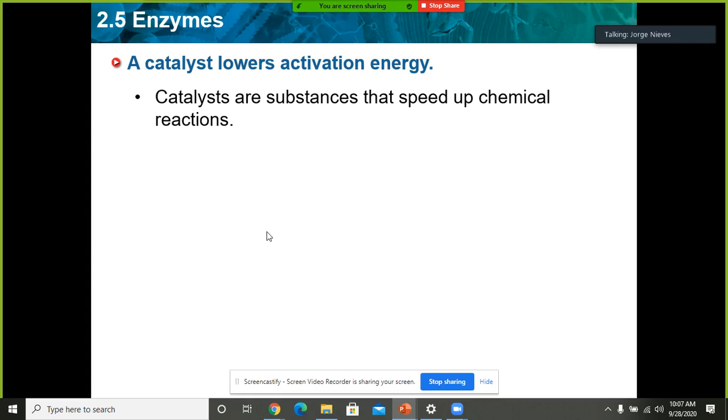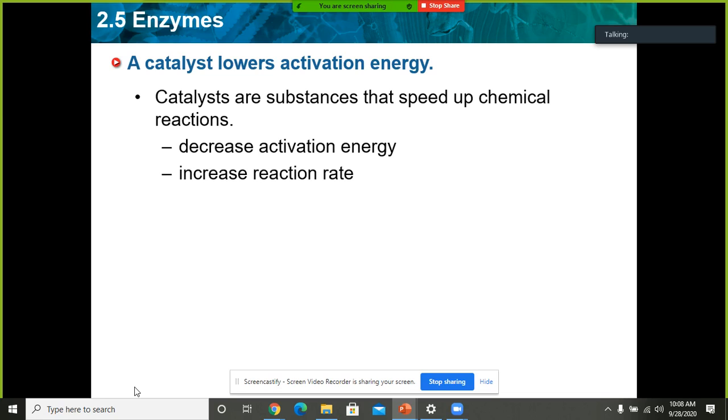Okay, so catalysts are substances that speed up chemical reactions. If we want a chemical reaction to occur faster, we use what we call a catalyst. So enzymes are a type of catalyst that we use to speed up chemical reactions. So what does a catalyst do? It basically decreases the activation energy needed to start that chemical reaction. Okay? So that's what we call a catalyst. It also increases the reaction rate. So we're going to have a quicker chemical reaction because it also increases the reaction rate.